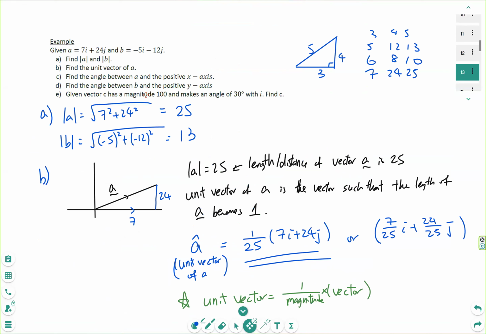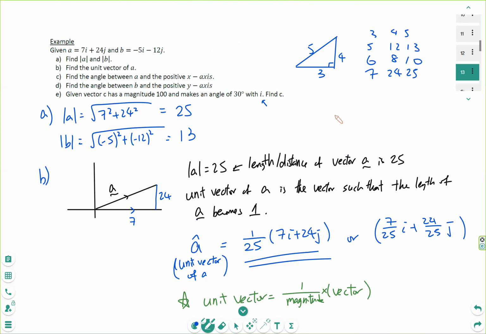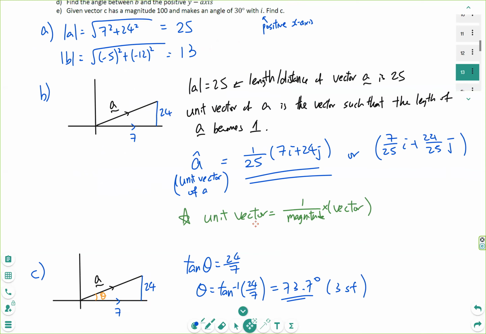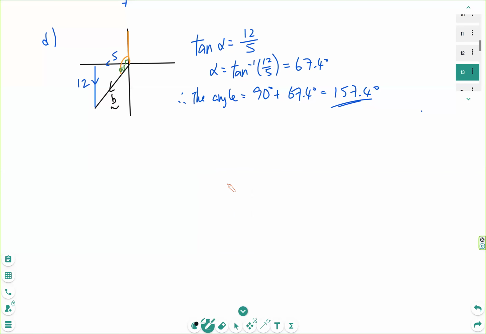Given vector C has a magnitude 100 and makes an angle 30 degrees with i. So what's i? i is the positive x-axis. It's just the same as the positive x-axis because i represents horizontal, 1, 0. So let's draw it out. So C makes an angle of 30 degrees. So what do we know? That means 30 degrees. And this is C. And what we know is C has a magnitude of 100.